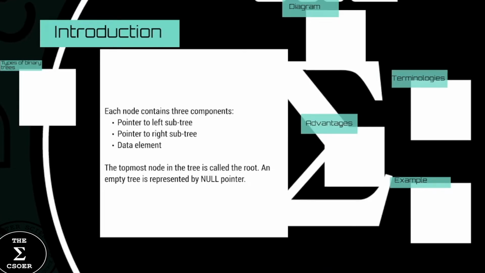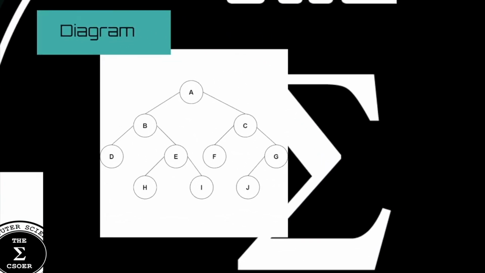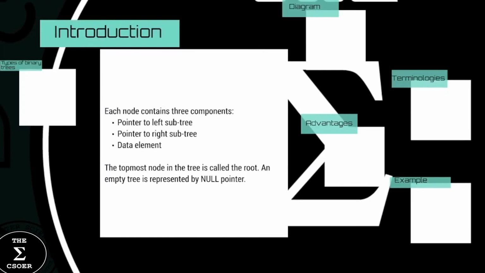The topmost node in a tree is represented by the root. An empty tree is represented by a null pointer. This is because there is nothing in the tree. Here we can see a diagram showing that each node has at most two children. Next, we have the terminologies.